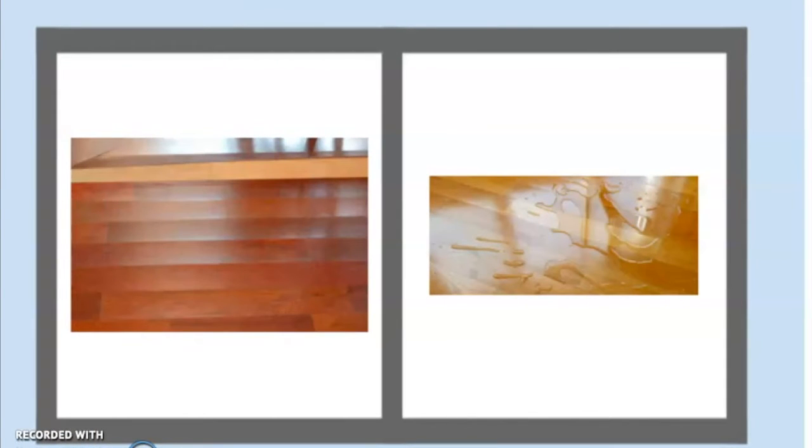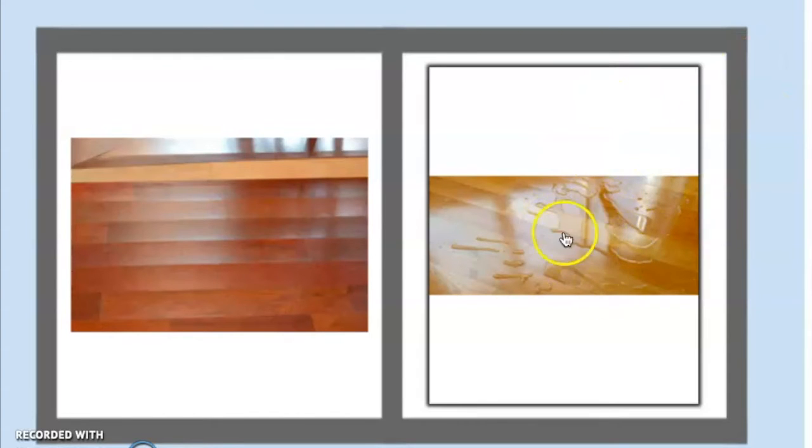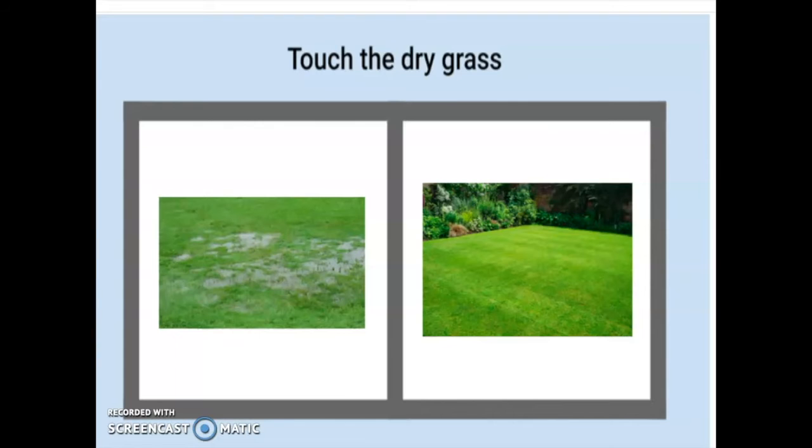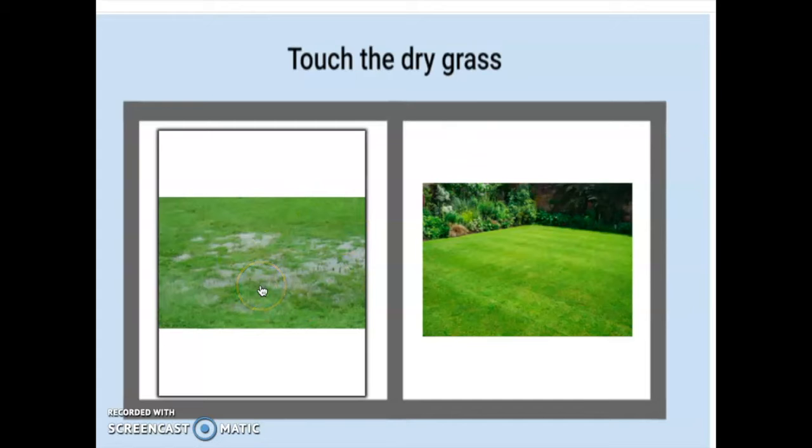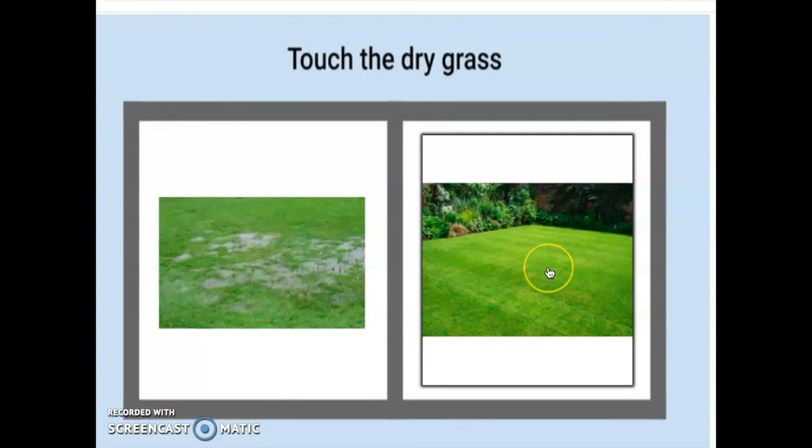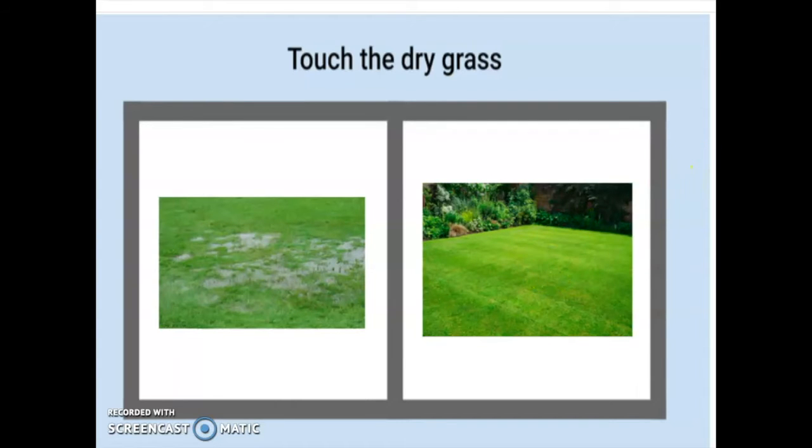Let's look at this floor. Which floor is wet? That's right, this one. You can see the water. How about the grass? Which grass is wet? This one. What can you see in the grass? What would we call this? That's right, we would see this and say it was a puddle. The grass over here is dry. It's the opposite.